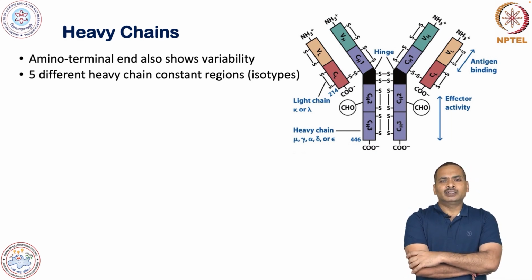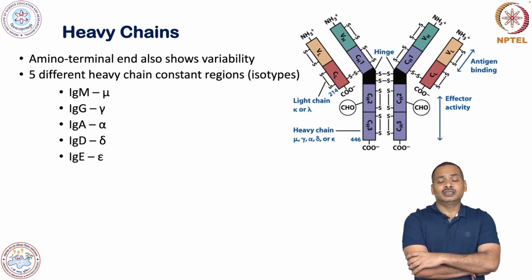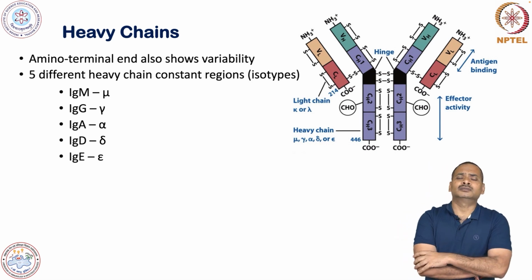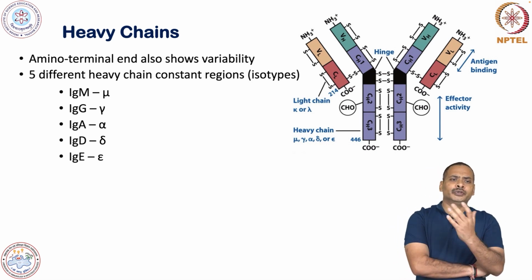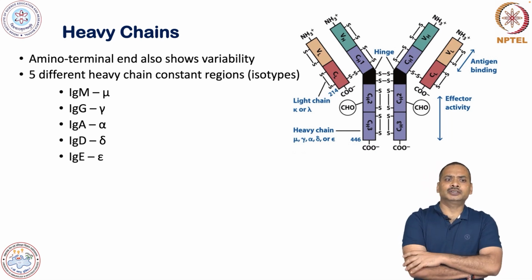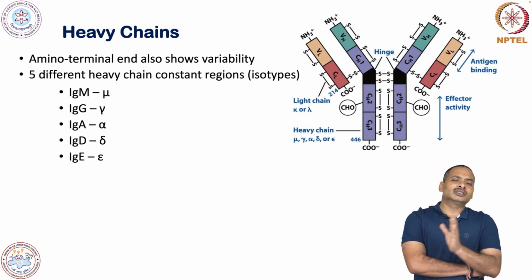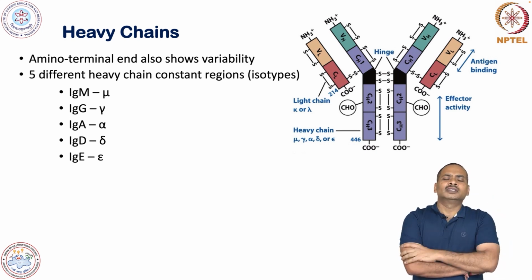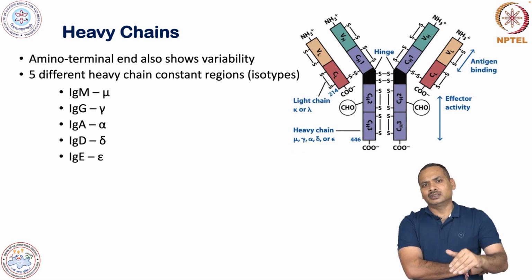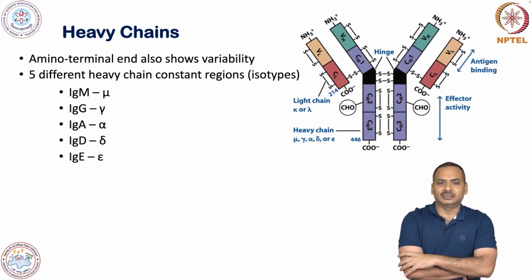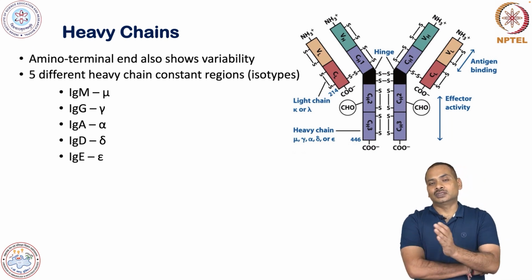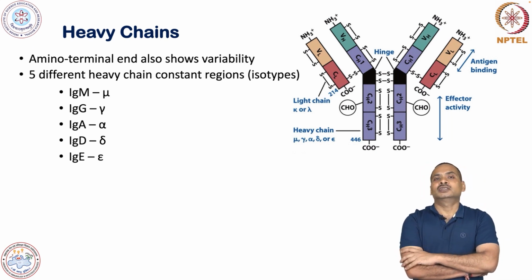Okay, and these are basically the chains present in the heavy chains: mu, gamma, alpha, delta and epsilon. Okay, so whatever they sequenced, they found that the constant region falls into one of these classes. Okay, and that was the basis for the different kinds of antibody.